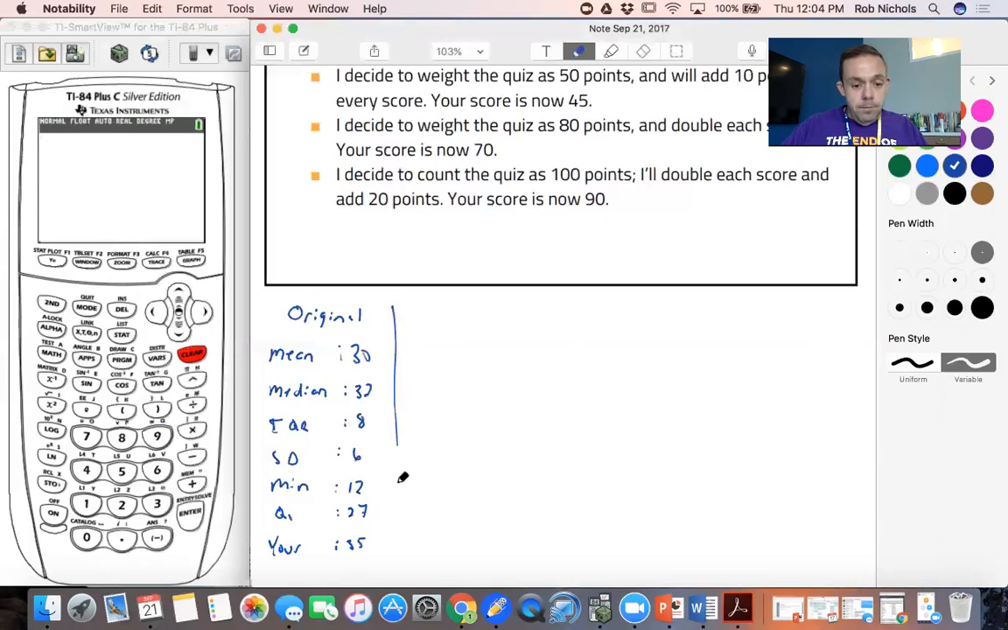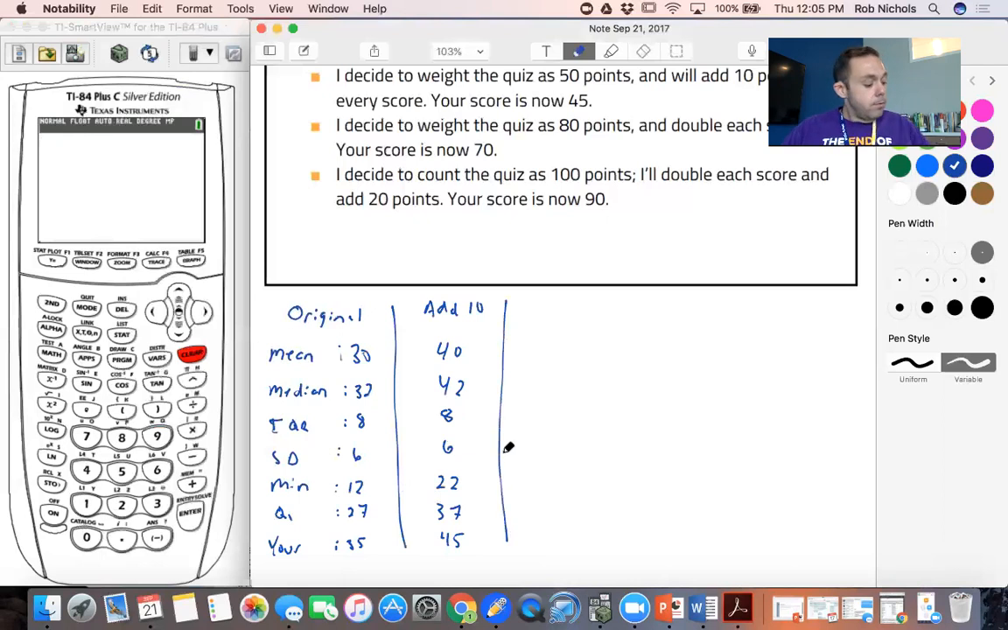In the first situation, I'm going to add 10 points. What that does is it changes measures of center, but does not affect measures of spread. So my mean will become 40, I just simply add 10. My median will become 42. My IQR stays the same. My standard deviation stays the same. My minimum moves to 22. My Q1 moves to 37. And my score moved to 45. So measures of position or center here will be added, but measures of spread do not change.